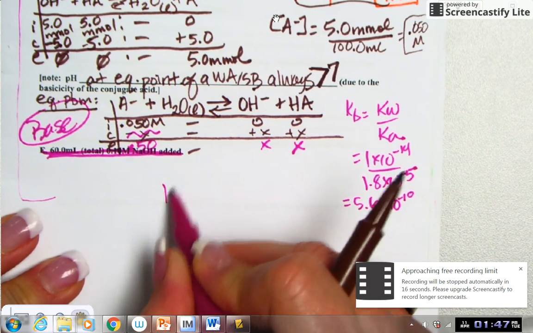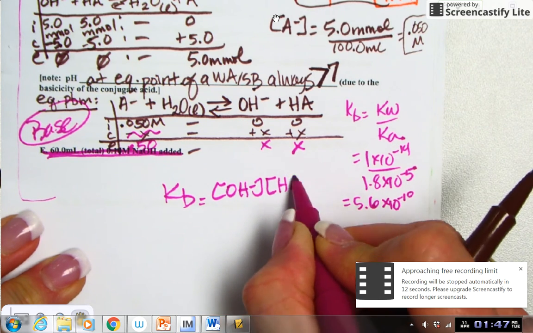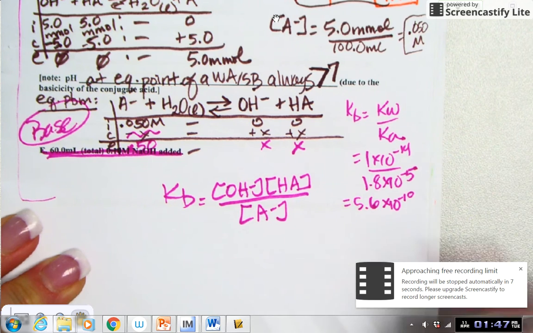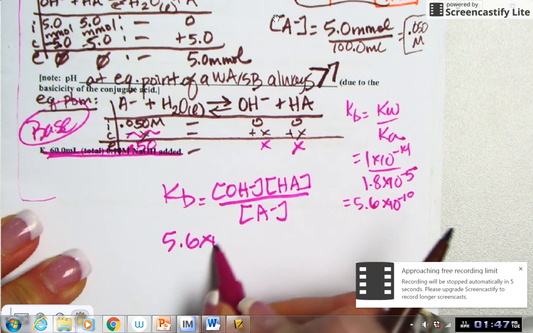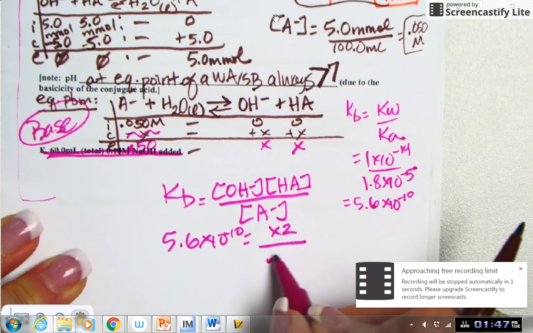Now at this point, you're going to do Kb equals the concentration of OH times the concentration of HA over A minus. You're going to plug in your values: 5.6 times 10 to the negative 10 equals x squared over 0.050.